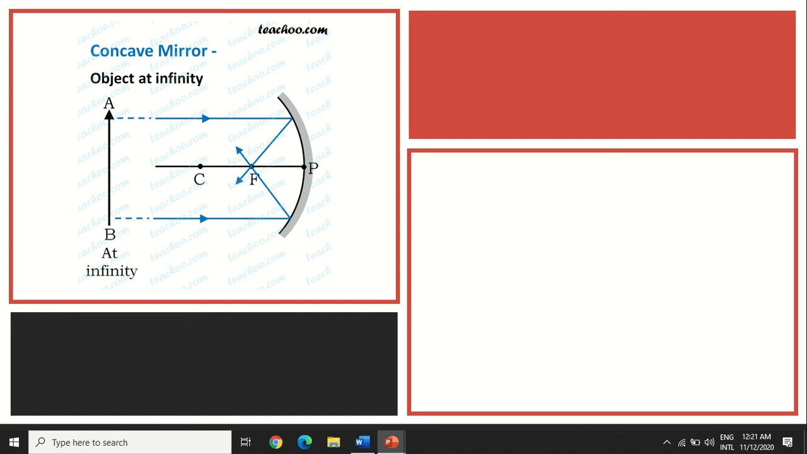So here the image will be created at the focal plane. If we consider a plane here, that is known as focal plane. At this focal plane, the image will be formed. The image will be real and inverted, and it will be extremely diminished.